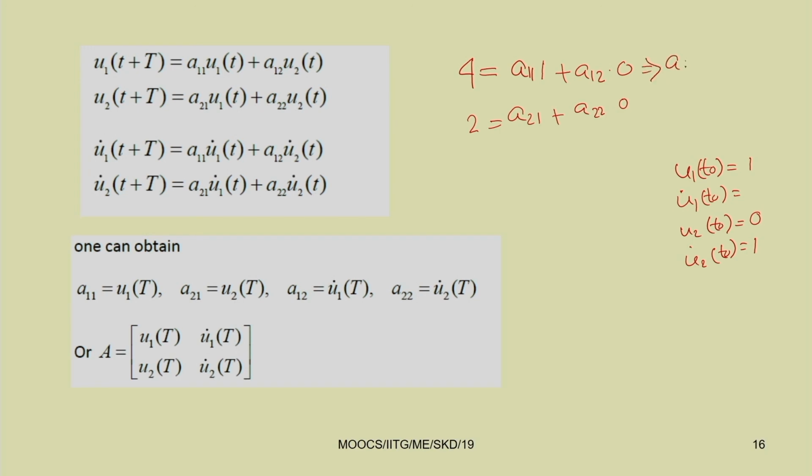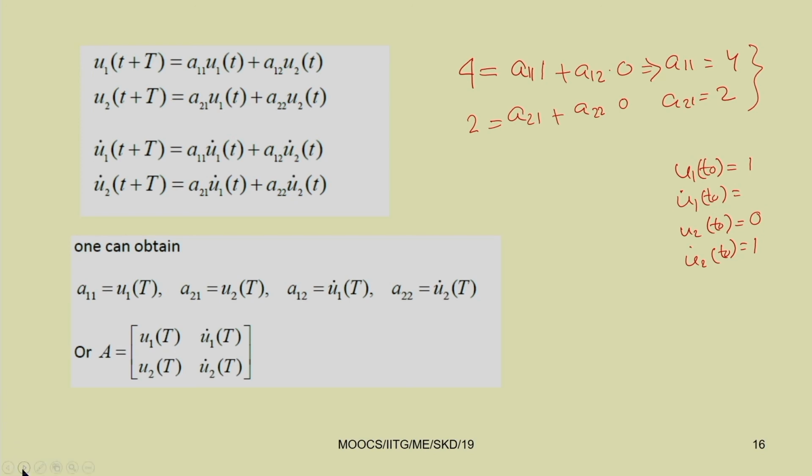You observed that a11 is equal to 4 and a21 equal to 2. In other words, you can write it this way also: a11 equal to u1(T) and a21 equal to u2(T), a12 equal to u1 dot(T) and a22 equal to u2 dot(T). Similarly, another 2 equations you can write, and from that also you can find the values and write this A matrix. So, A equal to [u1(T), u1 dot(T); u2(T), u2 dot(T)].